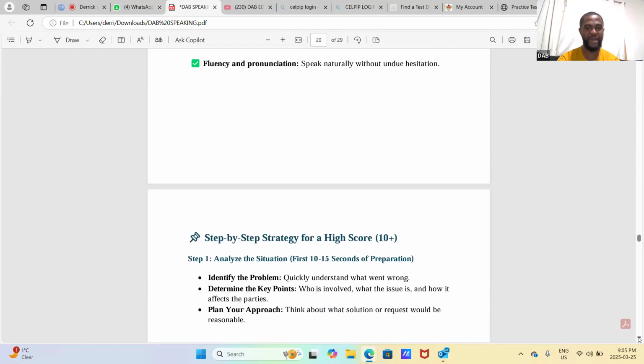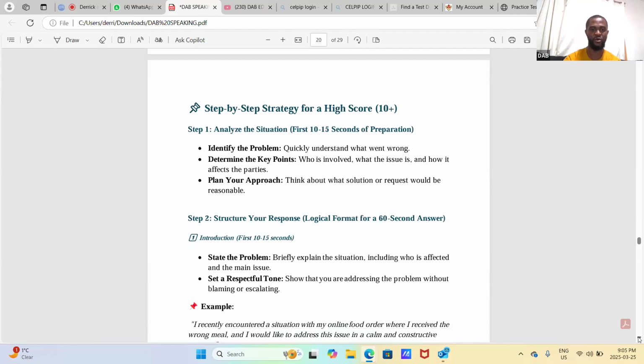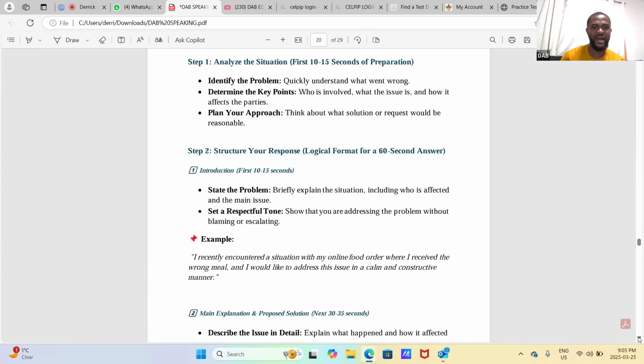Also, a step-by-step strategy for this. One, analyze the situation first. So you identify the problem. You determine the key points: who is involved, what the issue is, and how it affects the parties. You plan your approach. That is, you think about what solution or request will be reasonable.